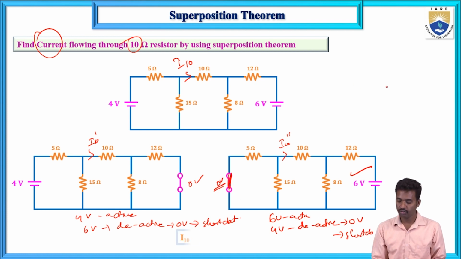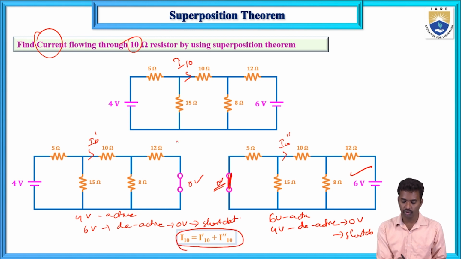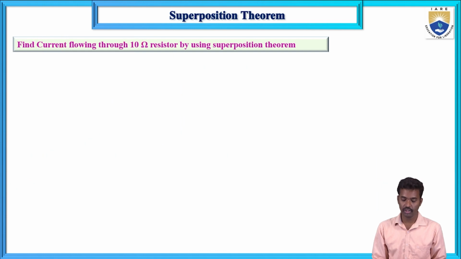Now I10 equals I10 dash plus I10 double dash. First calculate the individual response I10 dash, and then calculate the individual response I10 double dash from the mesh analysis. When two sources are active, calculate the 10 ohm resistor current, that is the total response current. Then verify.